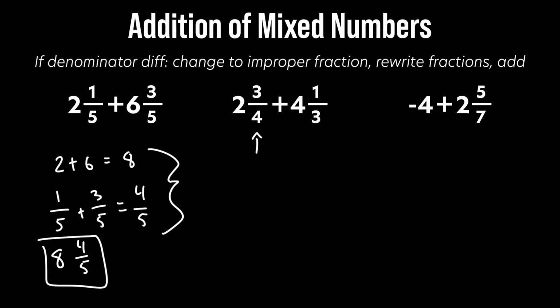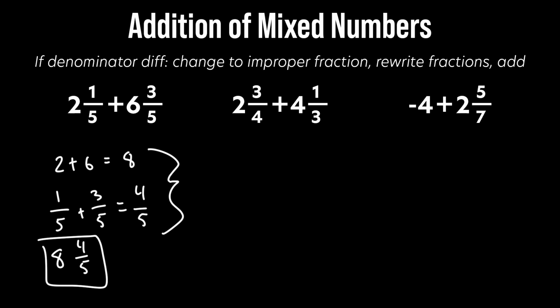Now what happens if the denominator is different? So in the second example, we have a 4 in the first fraction and a 3 in the second. If it is, then we have to follow these steps. Change to an improper fraction, rewrite, and add. So let's change both to improper fractions.